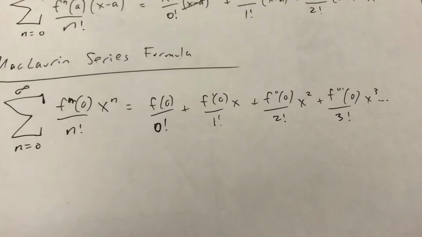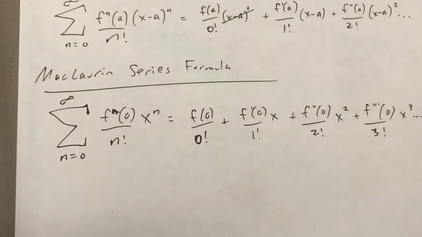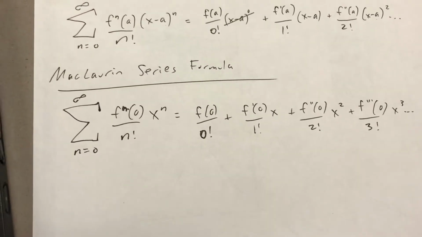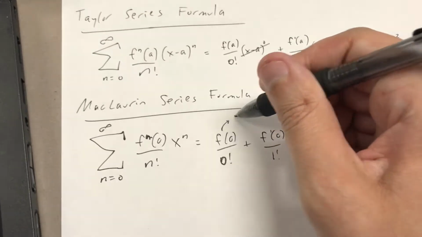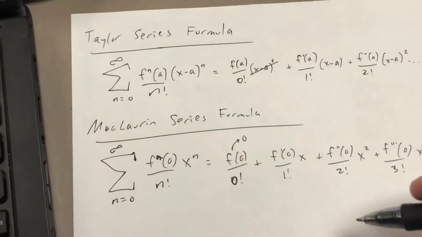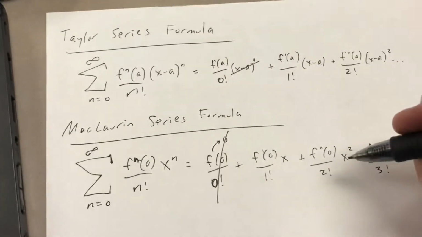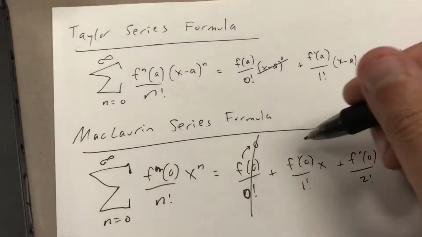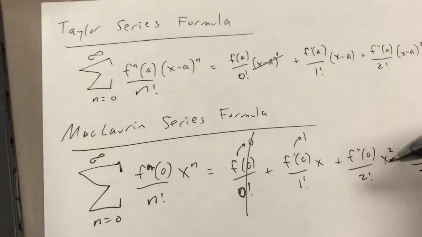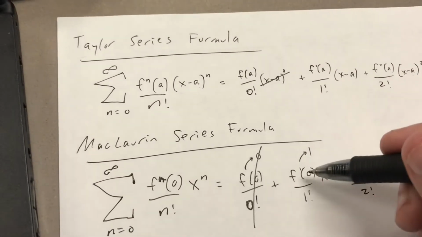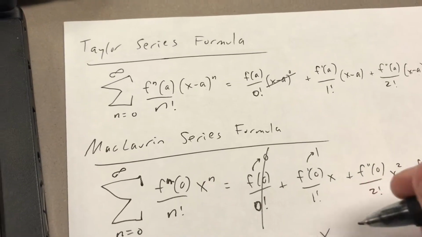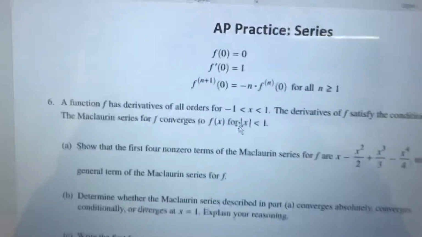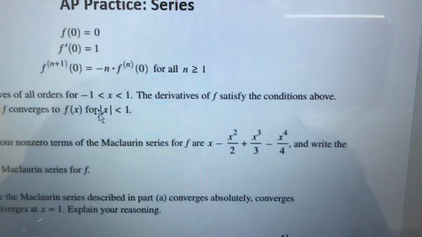I would just kind of list out these values and start filling things in. They tell us that f of 0 is equal to 0. 0 over 0 factorial is going to be 0, okay? They tell us that the first derivative, f prime at 0, is equal to 1, okay? And, of course, that's going to be 1 over 1 factorial times x. So our first term is x, and that's the first term that they give us in the series right there.